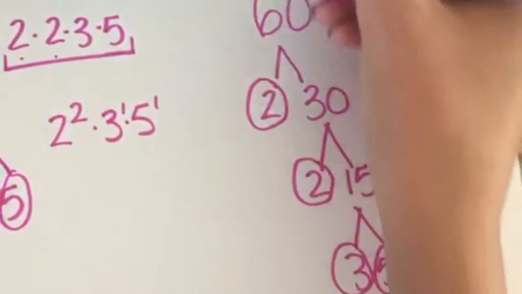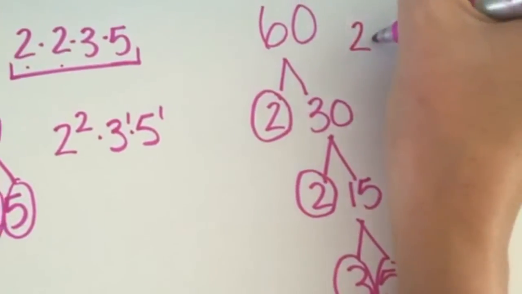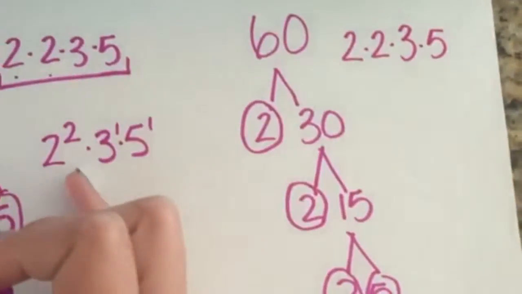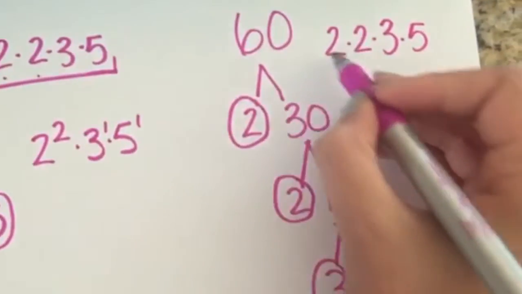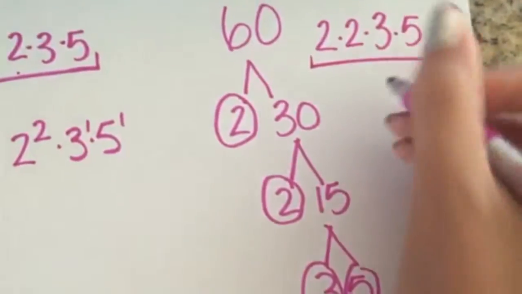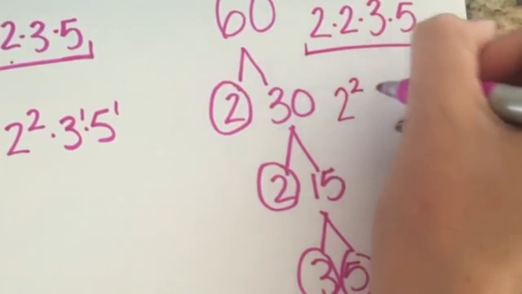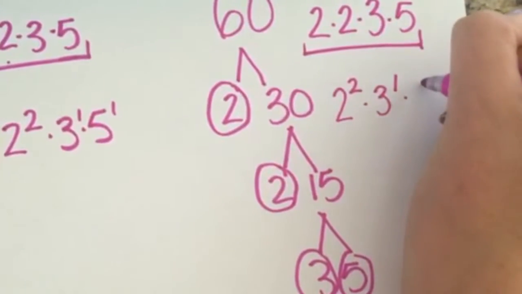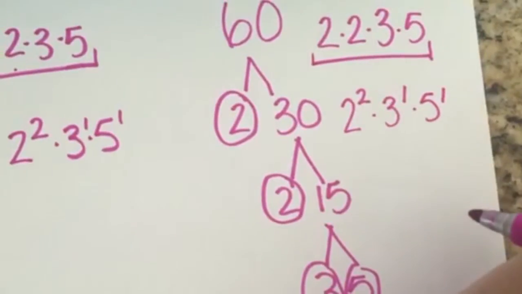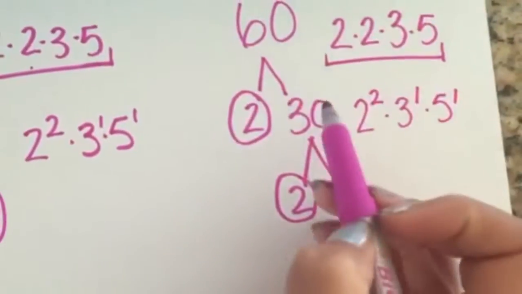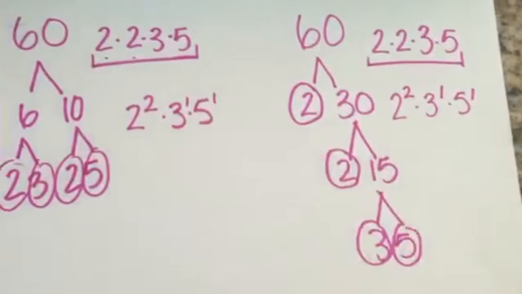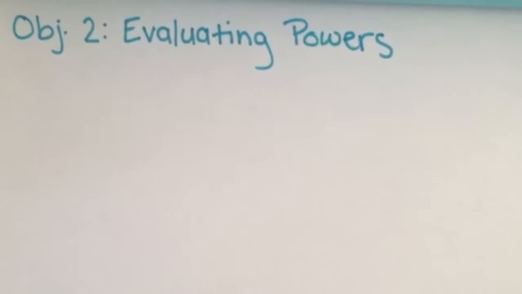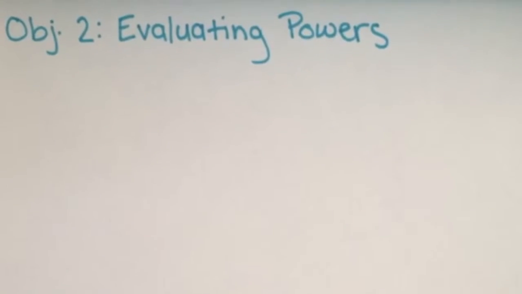Notice that the factors of 60, 2 times 2 times 3 times 5, do not change. So your power of 60 is still written as 2 to the second times 3 to the first times 5 to the first. So it doesn't matter which way you do the prime factorization of 60 because both get you the same answer. We're now going to look at our second objective, which is evaluating powers.